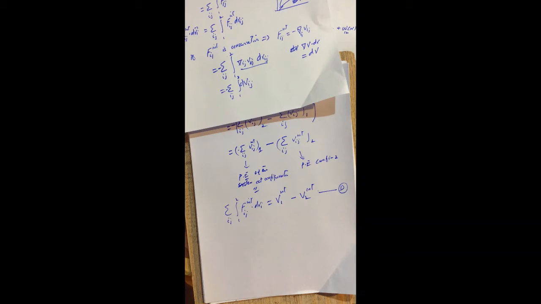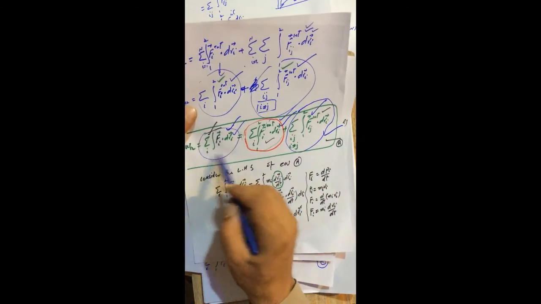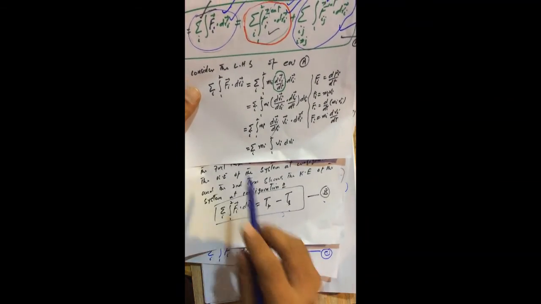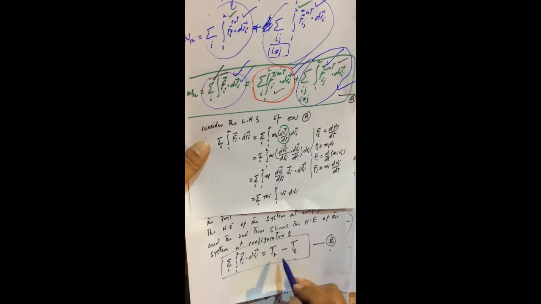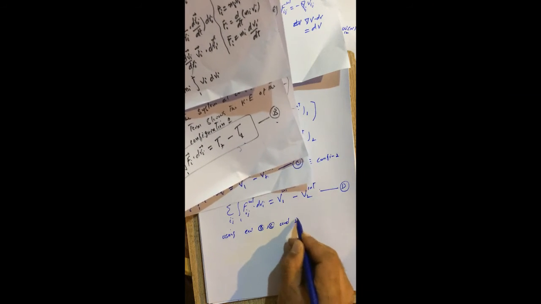Now we have four equations. Equation A. Okay. Now this part of the equation is this one, B. So here on the right hand side of this equation I will put this term, which is T2 minus T1. So using equation B, C and D and equation A.